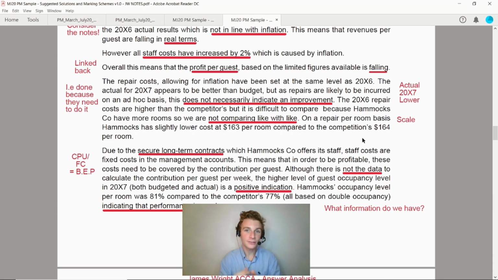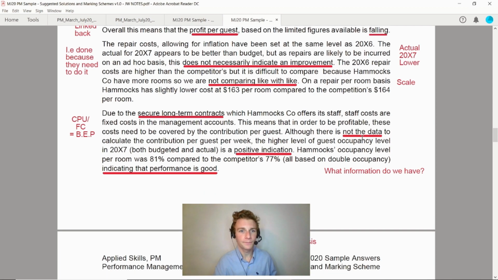We're linking it back to the scenario because overall, what does this mean? Now you've got to link it back to the objective in terms of profit. So overall, this means that profit per guest, based on the limited figures available, is falling. The reason for that is because our revenue is not going up as much, but our costs are going up. That was the key thing here. But the key note to get down, link it back to the objective and the scenario and the figures that you've worked out.